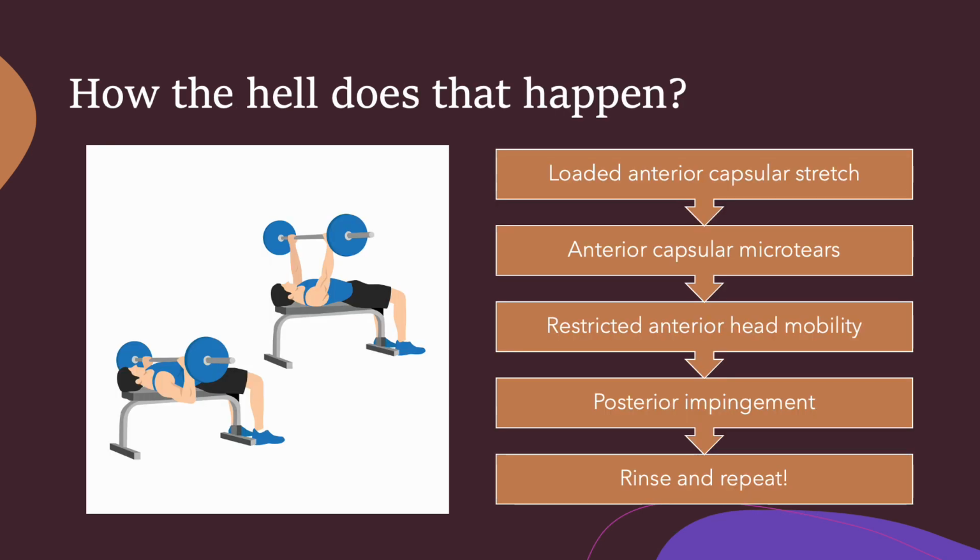So we'll see how this looks. So how does this happen? You have somebody who's doing bench presses. So they have a loaded anterior capsular stretch. You get anterior capsular micro tears. You get restricted anterior humeral head mobility.